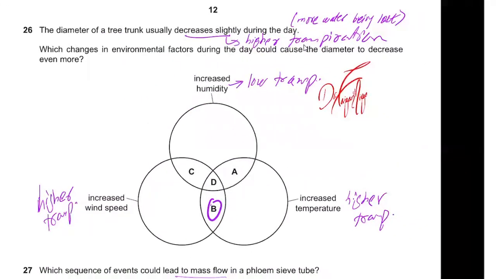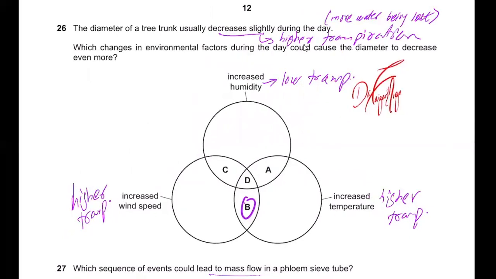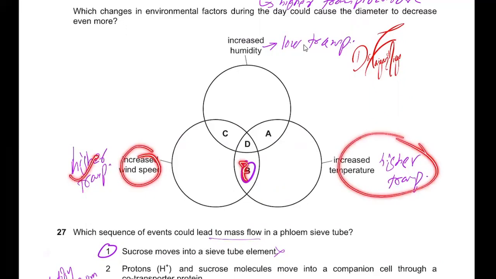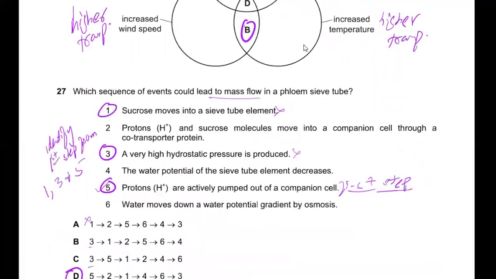The diameter of a tree trunk usually decreases slightly during the daytime. So if it's decreasing slightly, that means there's a higher transpiration occurring, more water is being lost. Now you need to recall which factors can increase the rate of transpiration. So which factors in the environment during the day could cause the diameter to decrease? We know increased humidity would lower the rate of transpiration. So this cannot be an answer. Increased temperature results in higher transpiration. Increased wind speed results in higher transpiration as well. The answer will be B.